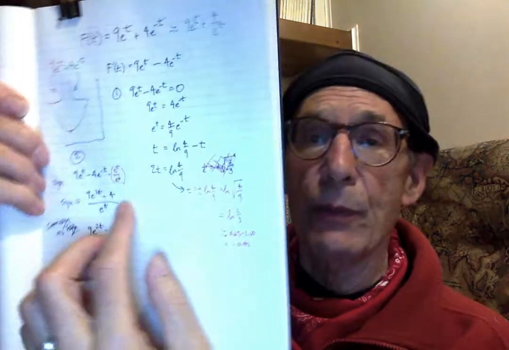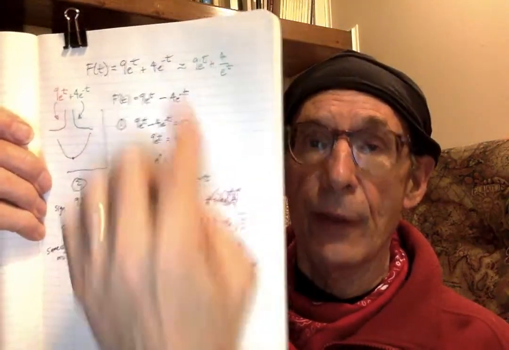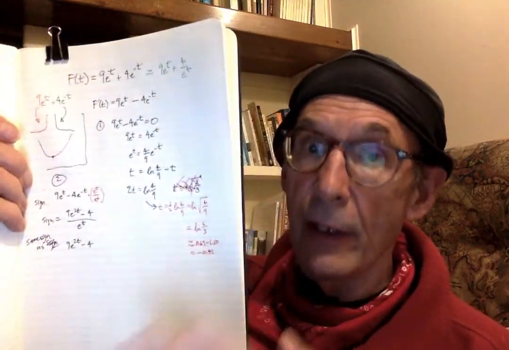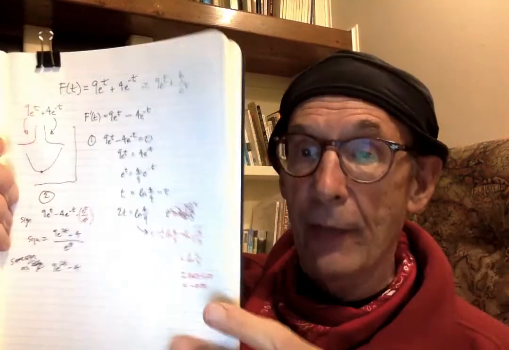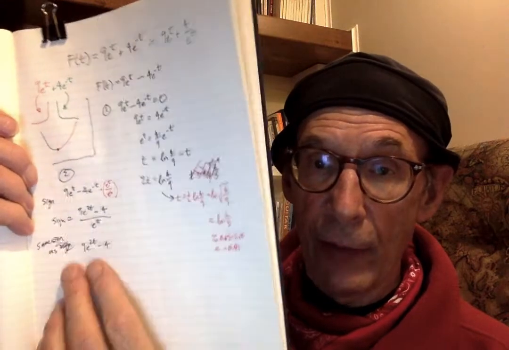If you need to plug in a value, which we will in a minute, well, not for this function, but for another function, then you need to worry about the exact value. But you don't need to worry about the exact value if all you're looking for is the sign. Okay, so now this is the same sign as 9 times e^(2t) minus 4. So now we set that equal to 0.